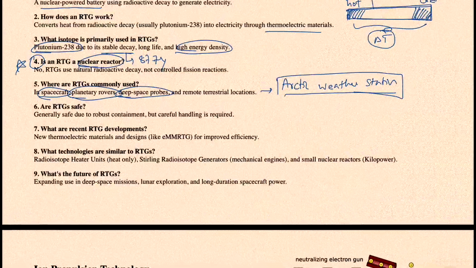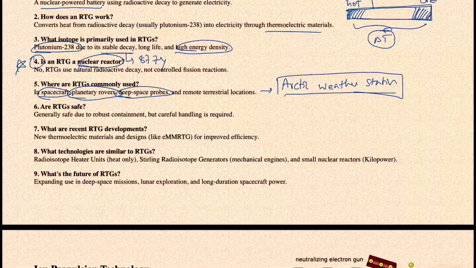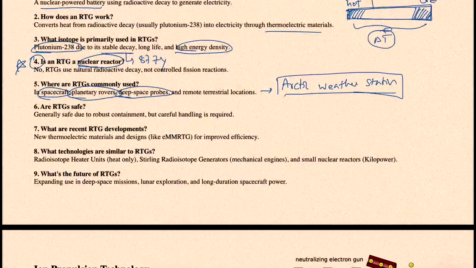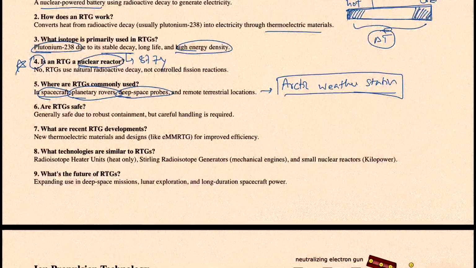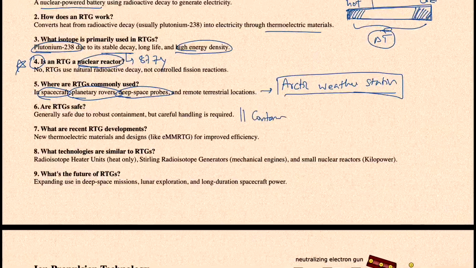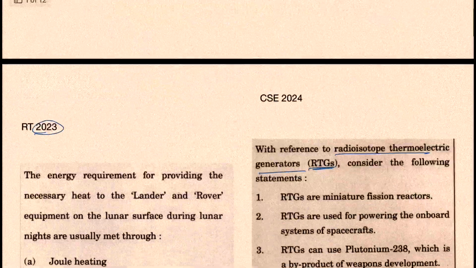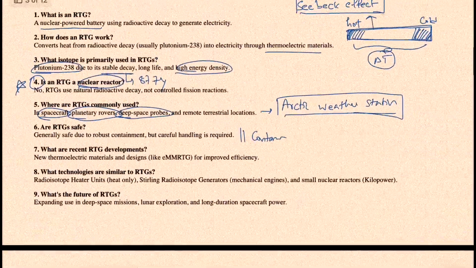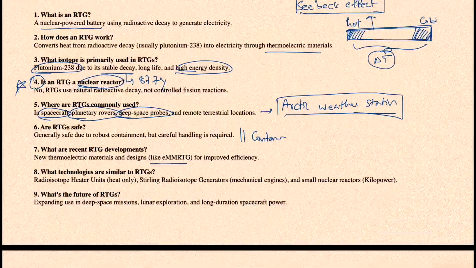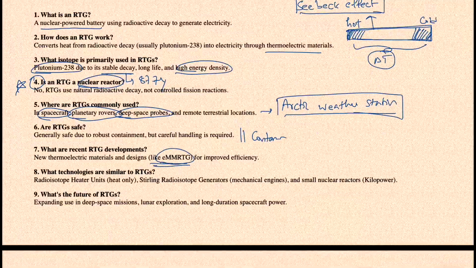Coming to the safety aspect, since it includes radioactive material, obviously there is a risk of radiation exposure. So it is important for us to ensure proper containment. I think that's the reason you can see a foil being used here. And on recent developments, NASA is recently developing a new kind of RTG.